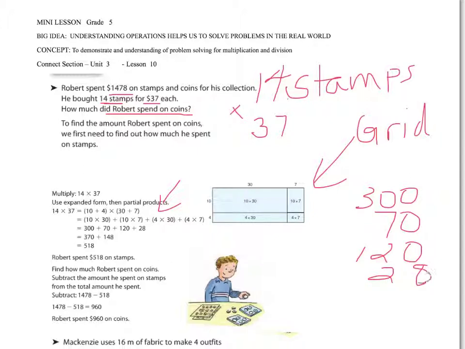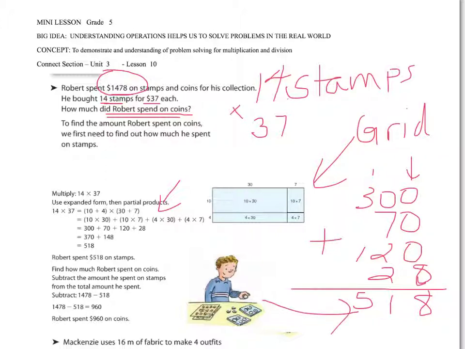And then I need to add all of those up, and you can see as I was writing them, I made sure I lined up all of my ones places with my ones places, my tens places with my tens places, and so on. So 8 plus nothing is 8, 7 plus 2 is 9, plus 2 more is 11, I have to carry it, 3 plus 1 is 4, plus 1 more is 5, so 518 stamps. But that only gives me part of my answer.